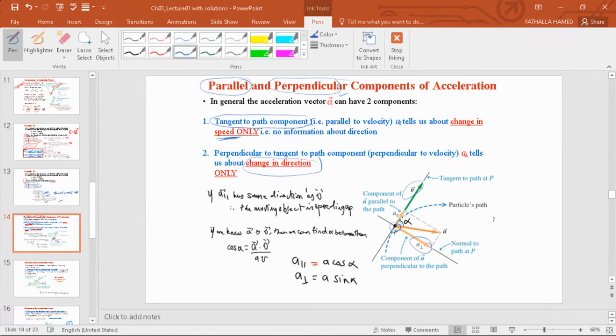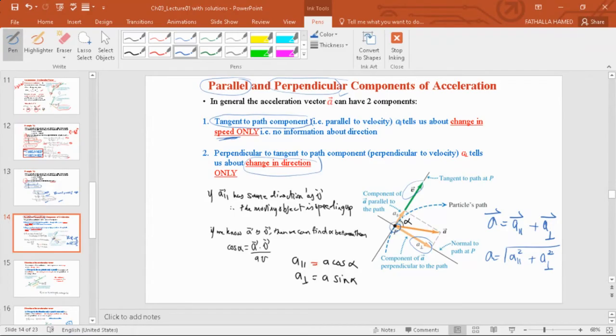So in this way, if I want to write my acceleration vector here, I can write it as A tangential or parallel plus A perpendicular to the velocity to change its direction. And of course, A will be the resultant. You have two vectors here, and you're getting the resultant of these two vectors. So if I want to take the magnitude of A here, it will be the square root of A parallel squared plus A perpendicular squared.